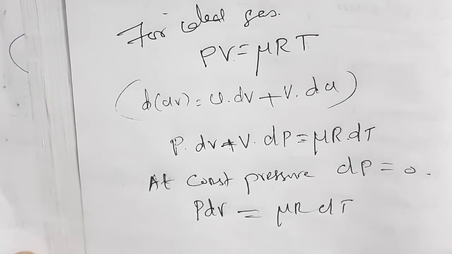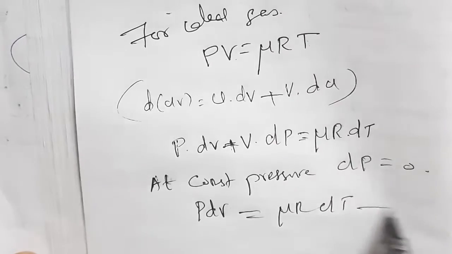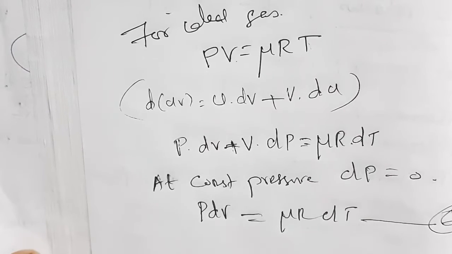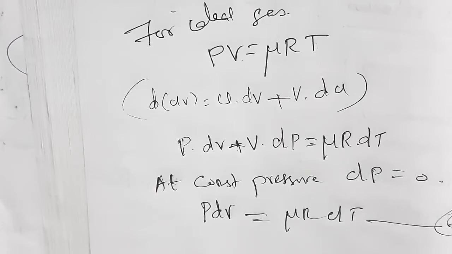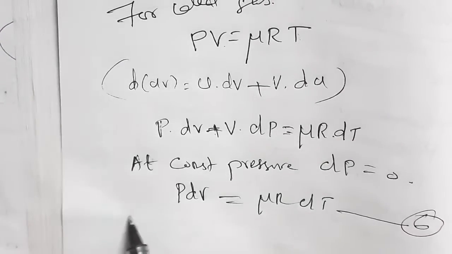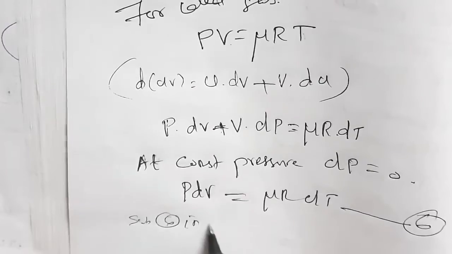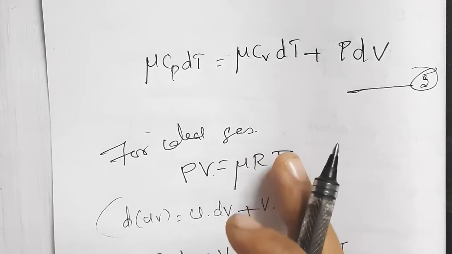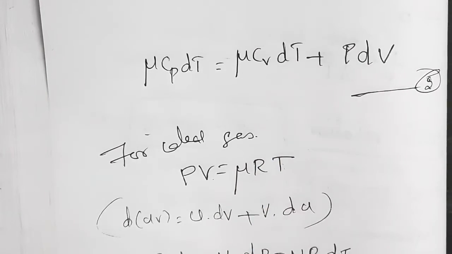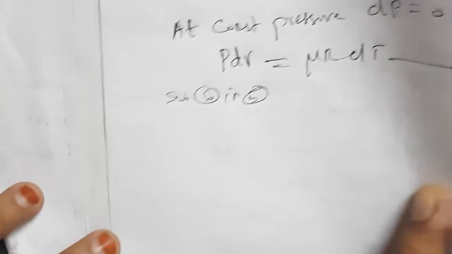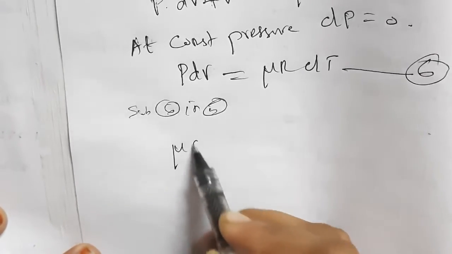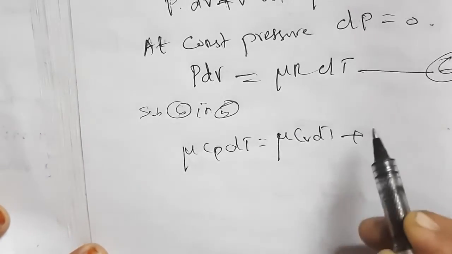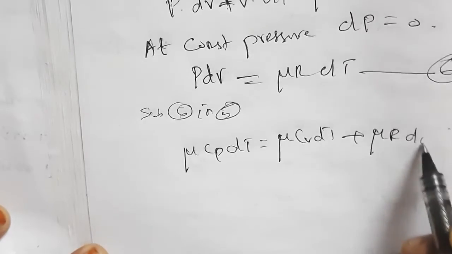Consider this as equation 6. Now substitute the value of equation 6 in equation 5. What is equation 5? Mu Cp dT is equal to mu Cv dT plus P dV. So we can write mu Cp dT is equal to mu Cv dT plus, instead of P dV, mu R dT.